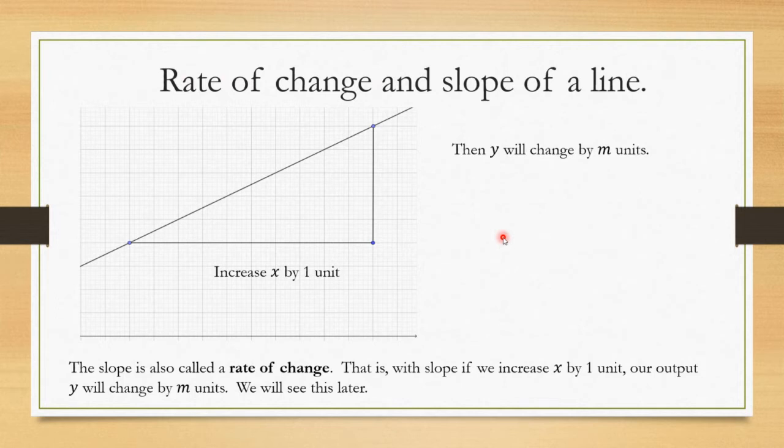The slope of a line is also called a rate of change. The idea there is, if you're on a line, let's say, if you were to increase your x by 1 unit, again, x is your independent variable, your output will change by m units. It's going to increase by m units.